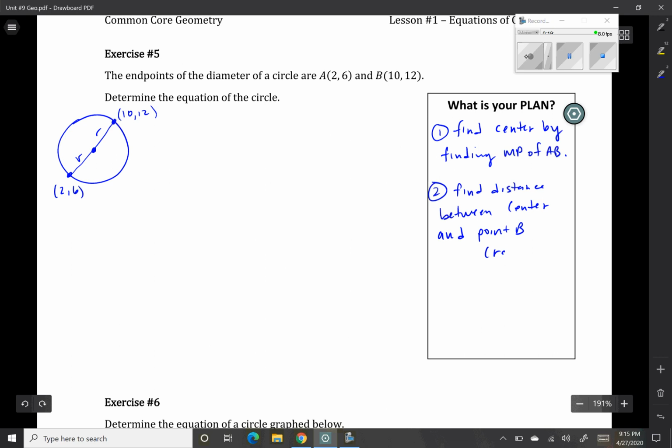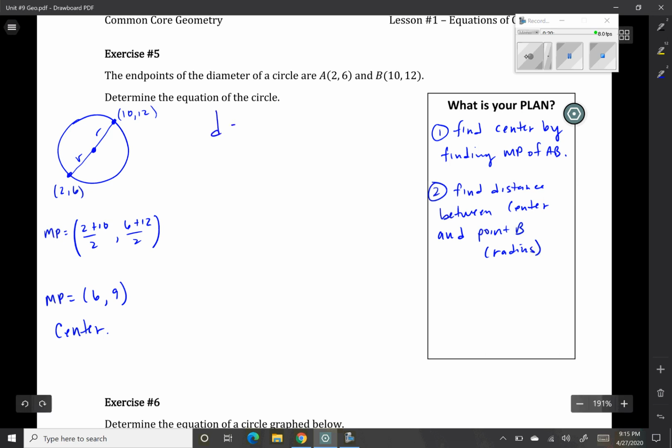This will wind up being the radius of the circle. So we're using the midpoint formula that we learned in the last chapter, and the distance formula that we learned in the last chapter, to come up with this equation. Let's first find the midpoint. We get it from adding the x values, 2 plus 10 divided by 2, and the y values, 6 plus 12 divided by 2. So the midpoint of AB is the coordinate (6, 9). This winds up being the center of the circle.